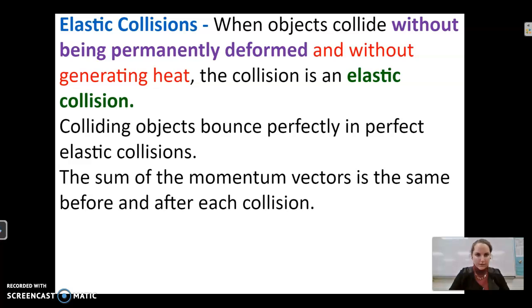All right, so I got two carts here. One cart, two carts. So this is going to be an example of elastic collisions. All right, so cart A is going to come in and hit and collide with cart B.